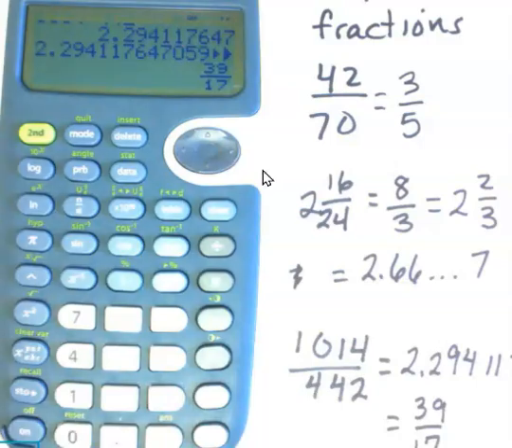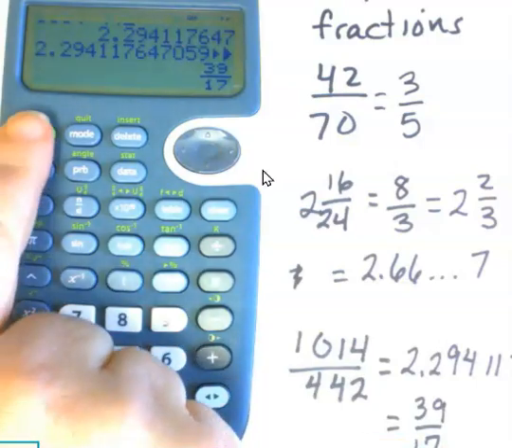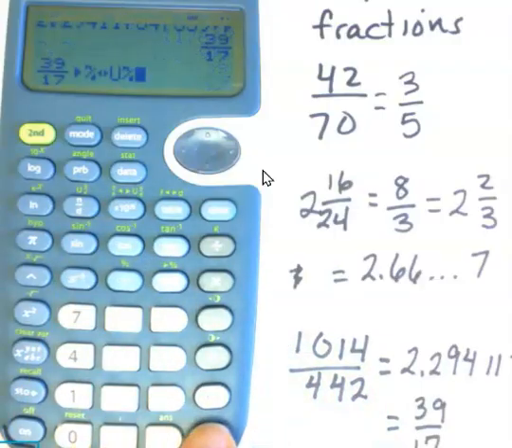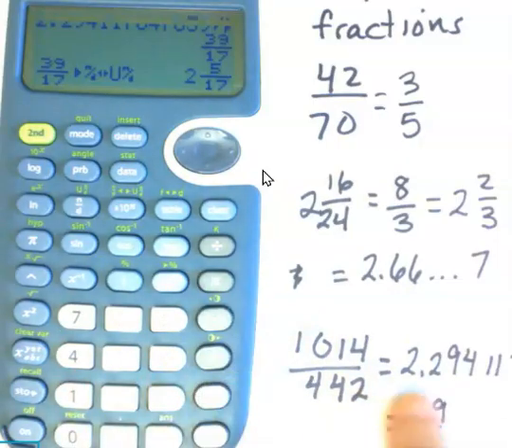Now, of course you can take that and you can turn it into a mixed number using the fraction to mixed number option. And you can turn it back into a decimal.